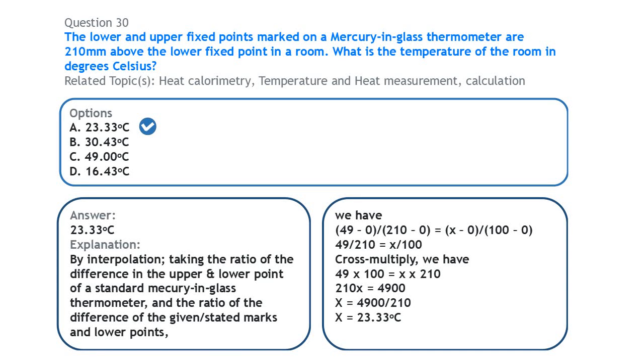So when we cross multiply here, this is going to be 49 over 210, this will be x over 100. So when you cross multiply, you have 49 times 100 is equal to x times 210, and this would then be 210x. 49 times 100 is 4900. And when we divide both sides by 210, we have 23.33 degrees Celsius.